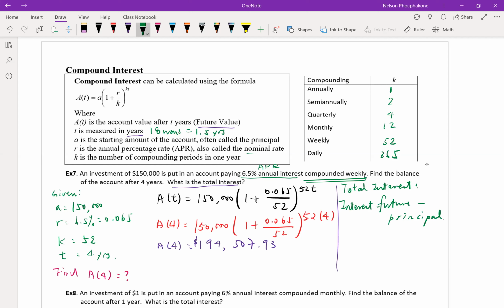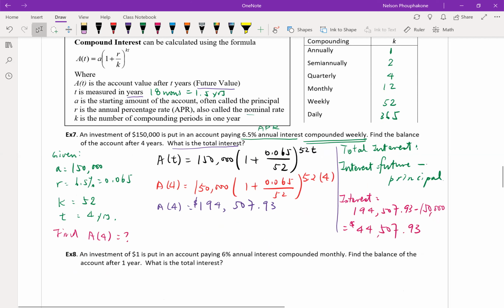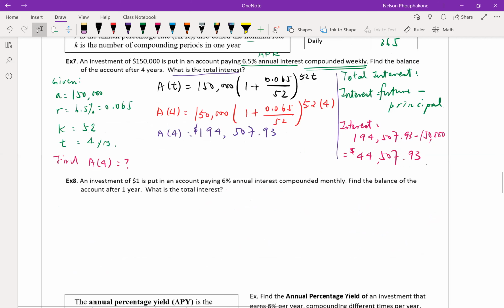So therefore, in this case right here, we will have the interest is equal to 194,507.93 minus 150,000, which is 44,507.93. Okay, so now it is your turn to work on number 8.